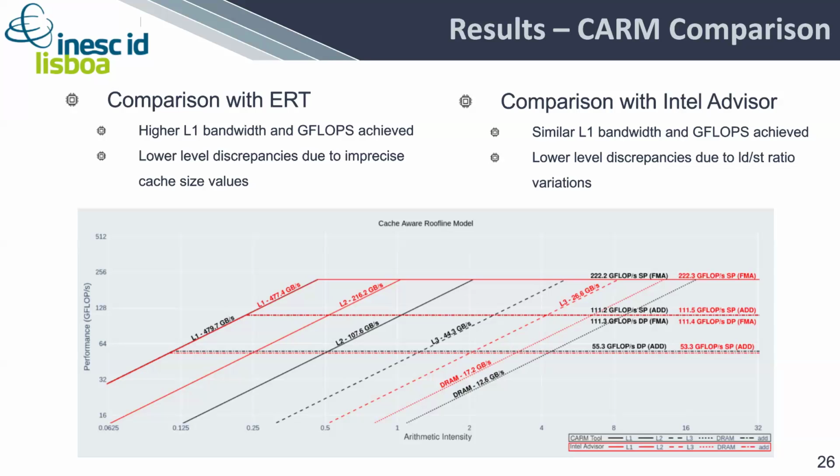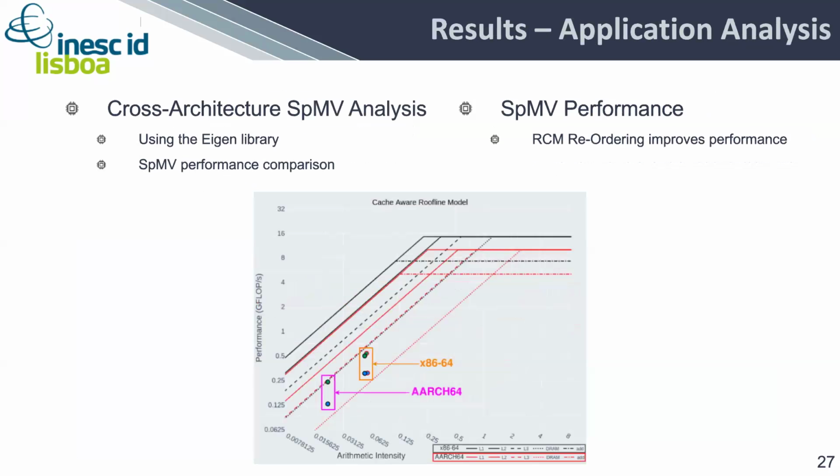But this is also mostly due to the fact that Intel Advisor adapts its load store ratio to each memory level to get the best possible results, while the CARM tool employs the same load store ratio across all tests for consistency. So, for example, by running the L2 tests with a load-only configuration, we can actually get around 221 gigabytes per second. And for the DRAM, we can also obtain almost 20 gigabytes per second. And with this, we managed to surpass the values obtained by Intel Advisor.